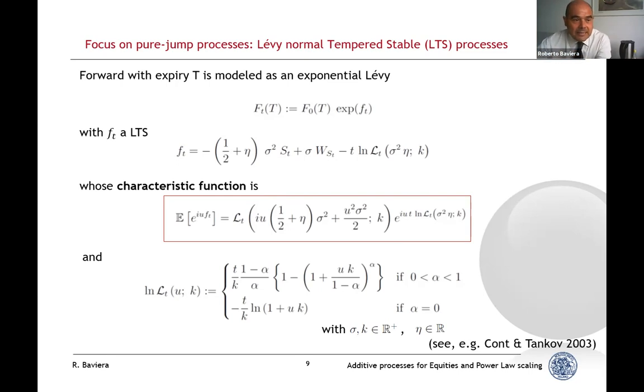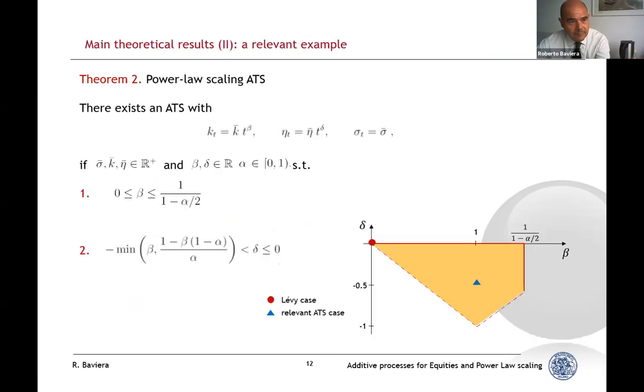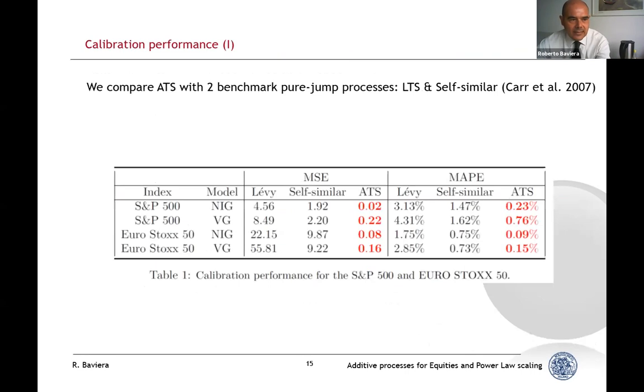Okay, but all the results have been shown for marketing purposes just for alpha equal to zero and alpha equal to one half. This is why I speak about the test. The results are for NIG and variance gamma, with alpha equal to zero and alpha equal to one half, but the results are general for every alpha. So you fix alpha and you did not calibrate alpha. No, I don't calibrate alpha.